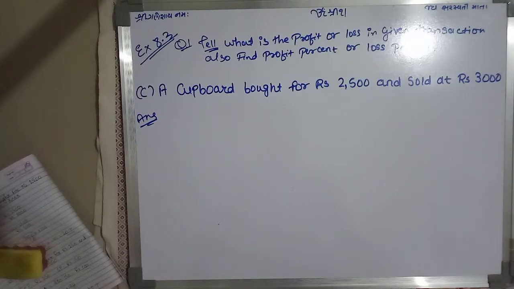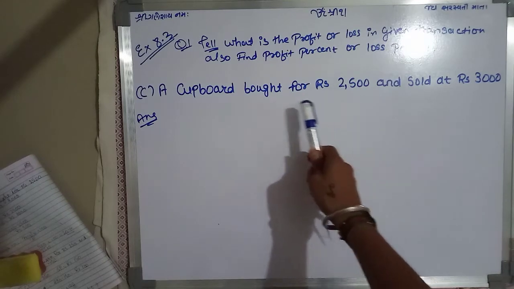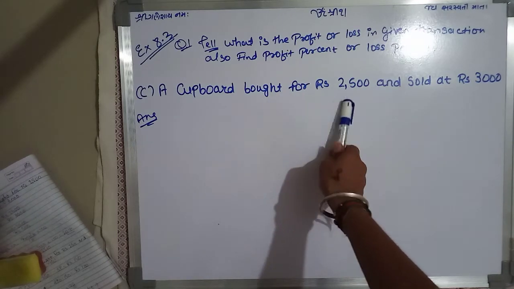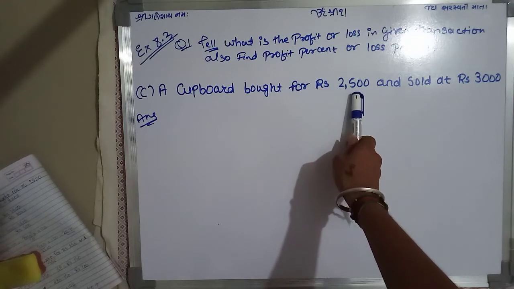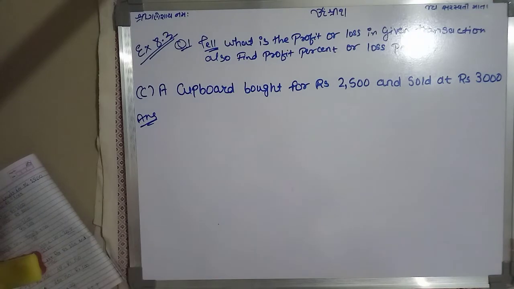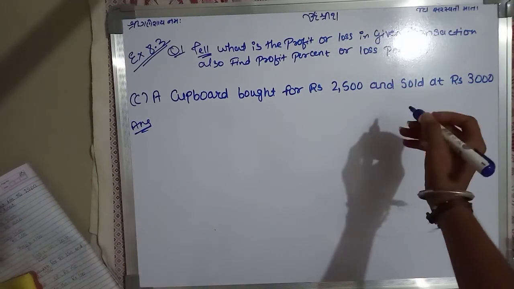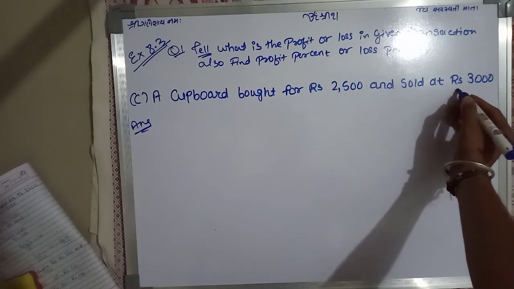So let's see the third question. Question number C. A cupboard bought for rupees 2,500. Bought means purchase. Purchasing price means cost price. So 2,500 is the cost price and sold at rupees 3,000. Sold at rupees 3,000 means selling price. Selling price is what? 3,000.